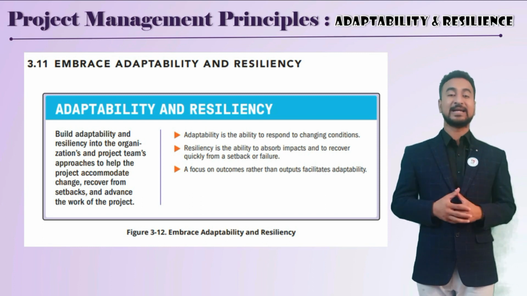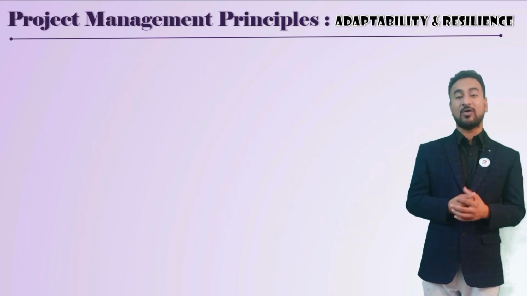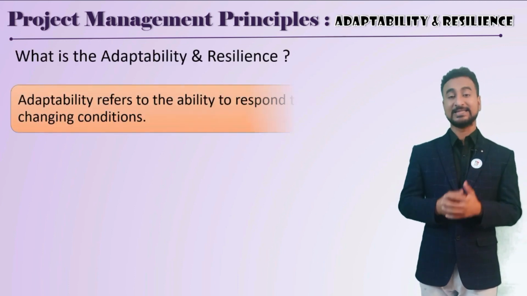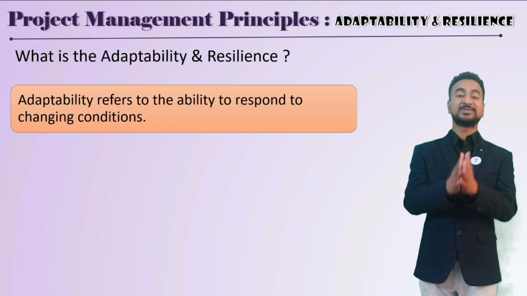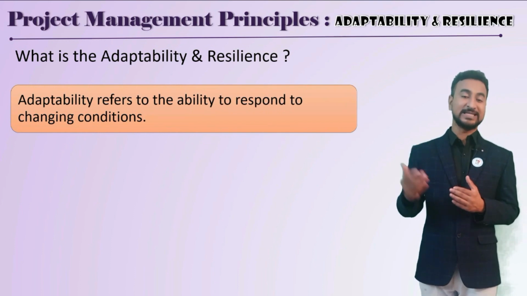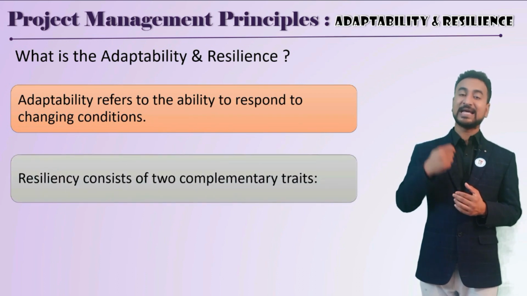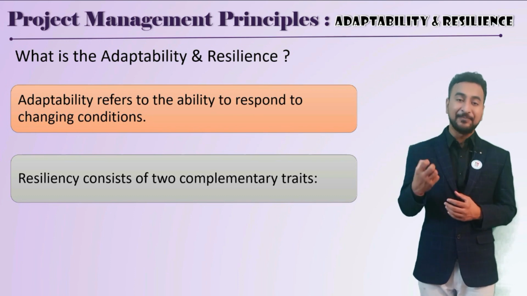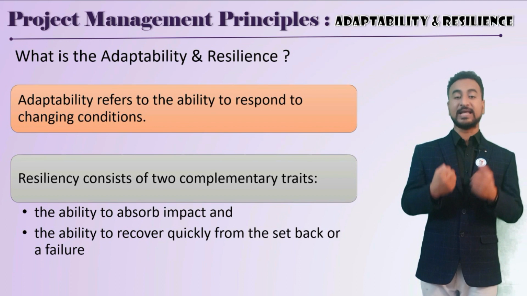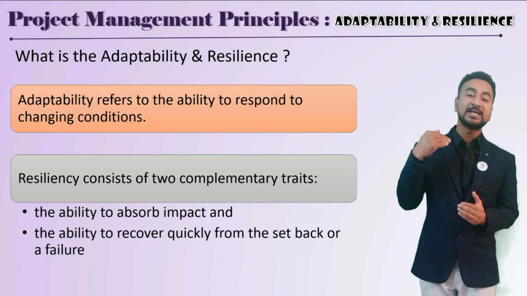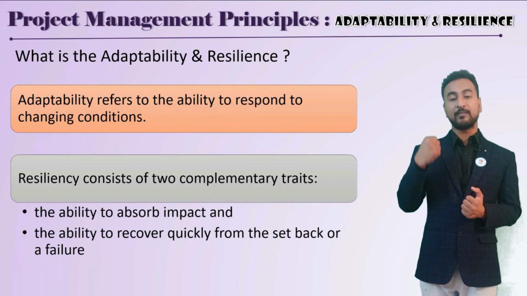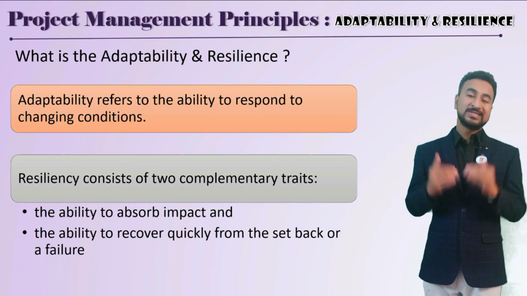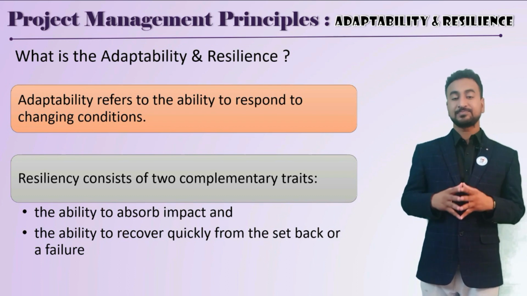So let's discuss and understand adaptability and resilience. What is adaptability and what is resilience? The literal meaning: adaptability refers to the ability to respond to changing conditions, and resilience has two complementary aspects. First, the ability to absorb the impact, and second, the ability to recover from that setback or failure to achieve the old status quo. So that is about resilience.